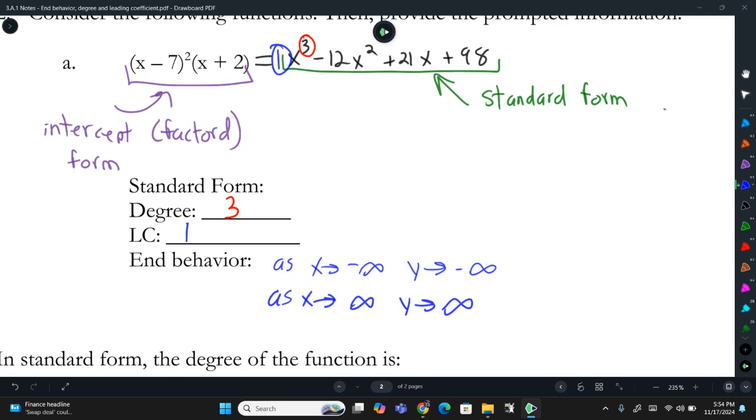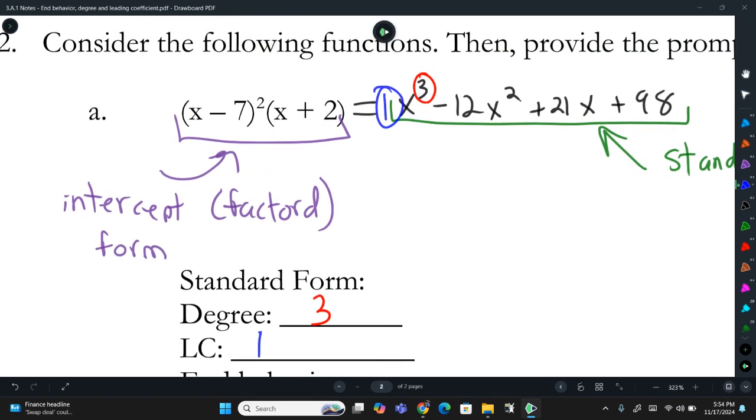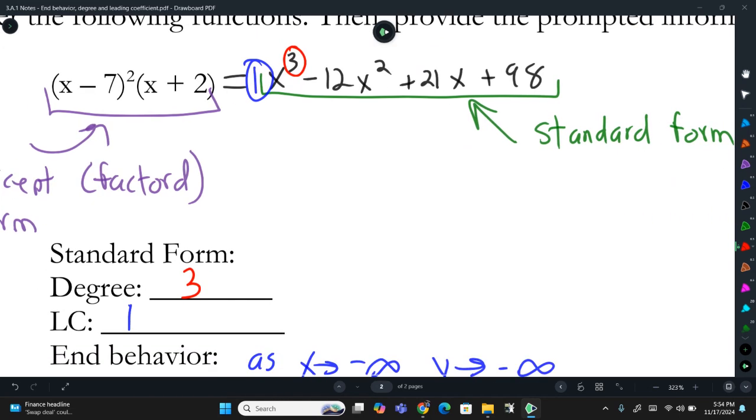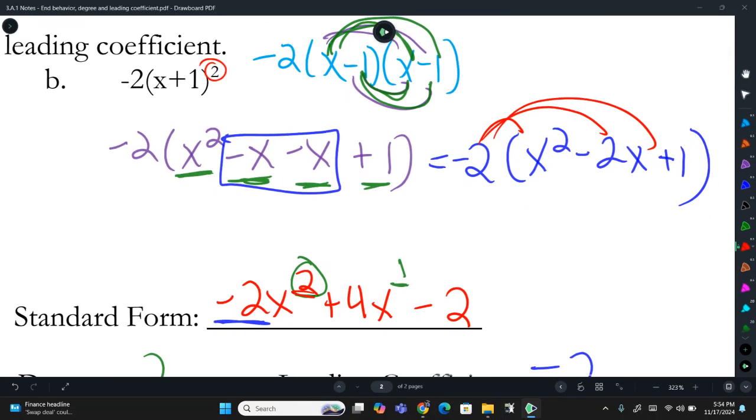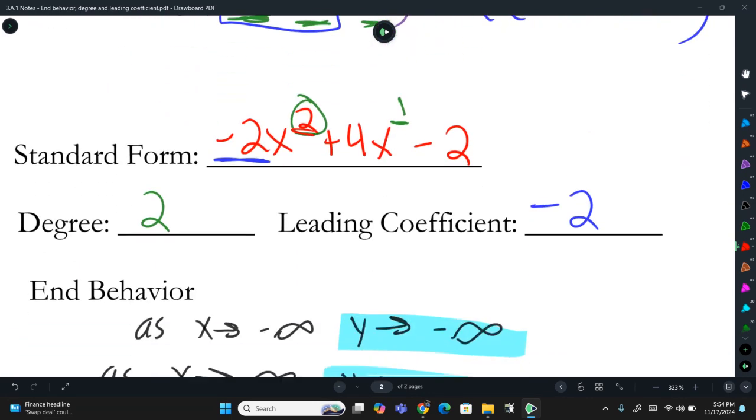So notice the different forms. You may say, well, in intercept form, the biggest exponent I saw was a 2, but in standard form, my biggest exponent was a 3. That's different than up here. Look, the biggest exponent we saw here was a 2, and we also had a 2 for standard form, and that was our degree.